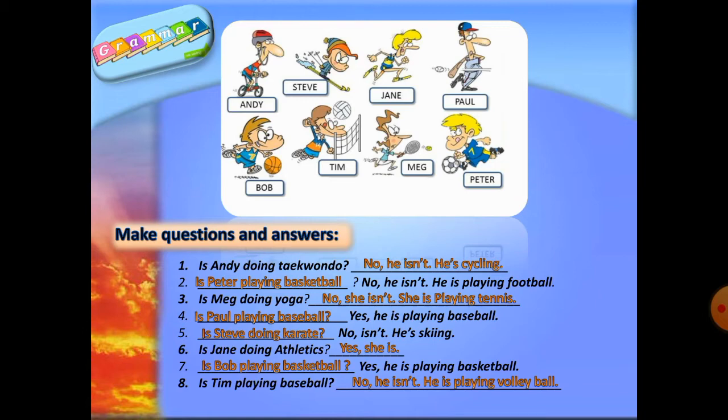Is Steve doing karate? No, he isn't. Okay, sorry. No, he isn't. Okay, there's a kind of mistake here. We forgot to write he. He is skiing. Is Jane doing athletics? Yes, she is. Okay, number 7. Is Bob playing basketball? Yes, he is playing basketball. Or simply we can say yes, he is. Okay, the last one: is Tim playing baseball? No, he isn't. He is playing volleyball.